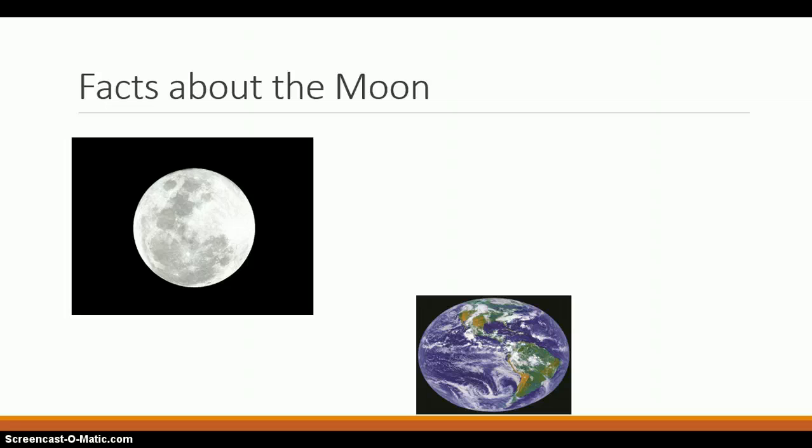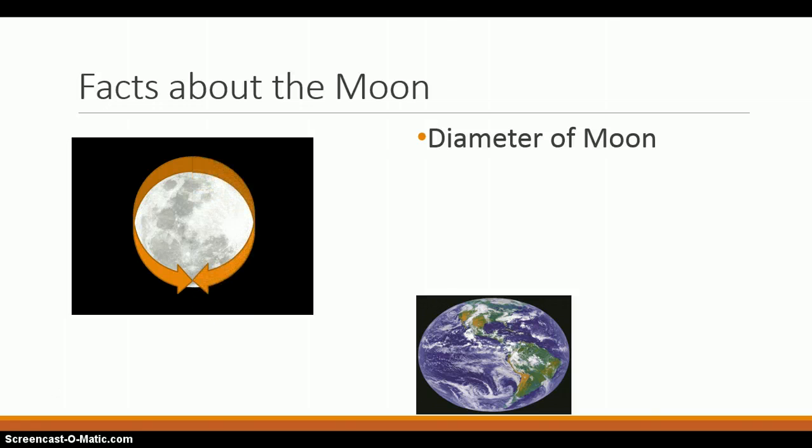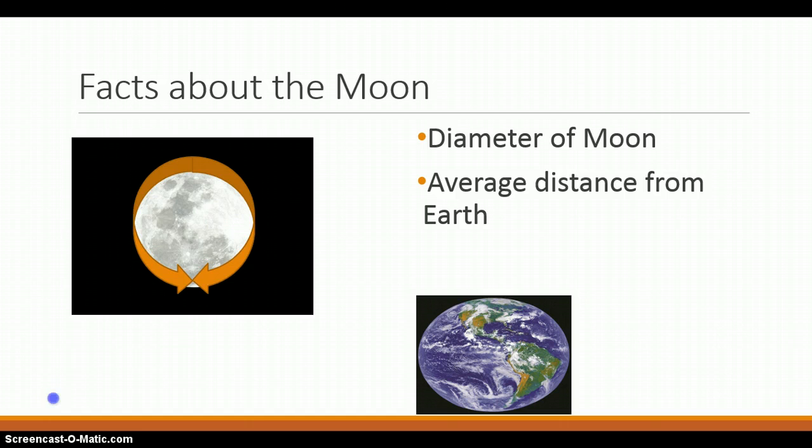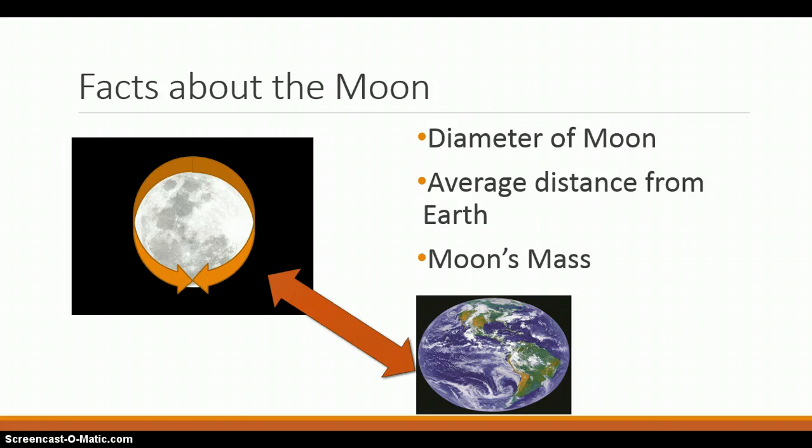Facts about the moon. The diameter of the moon is 3,476 kilometers, as you can see with the arrows going around the entire moon. The moon's average distance from Earth is 236,730 miles. The moon's mass is 7.35 times 10 to the 22nd, which is 1/81 of Earth's mass.